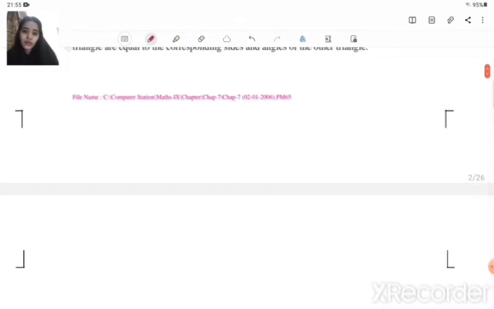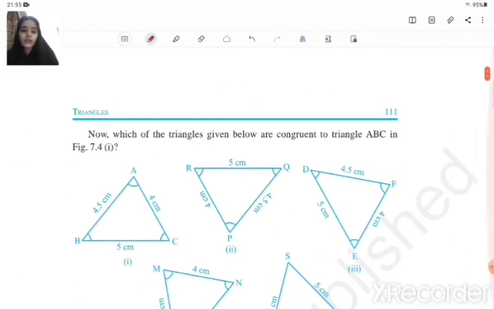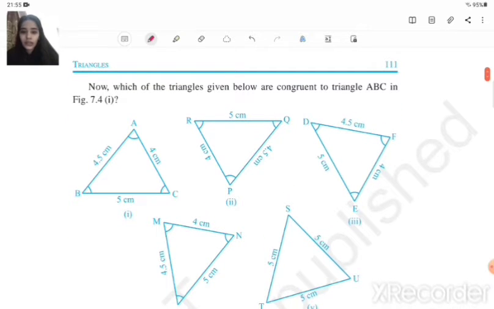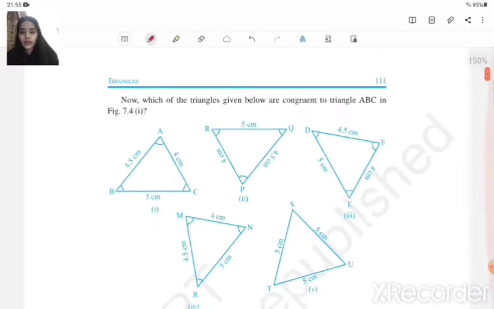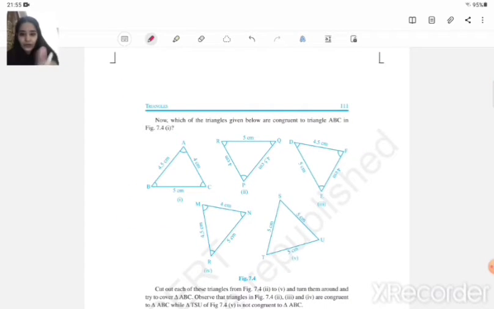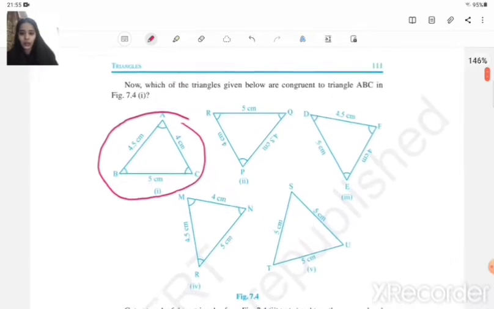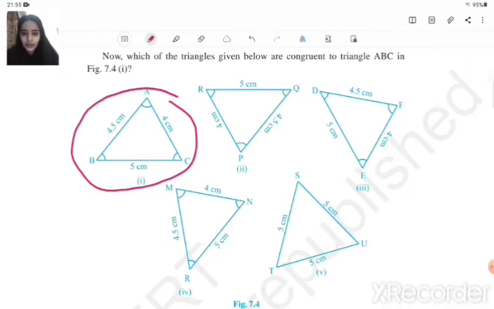I'm skipping all these texts because you can read them, but they're not that important. We will do only the important portions, and we will see what are the possible questions which can be made by CBSE from this text. There's some exercise here. Which of these triangles given below are congruent to triangle ABC in figure 7.4.1? We have to see which of the triangles 2, 3, 4, 5 is congruent to triangle 1. We have sides 5 centimeter, 4 centimeter, and 4.5 centimeter.